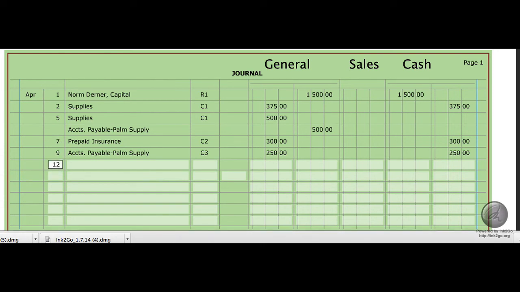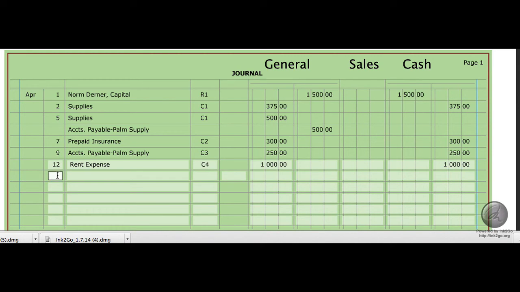On April 12th, we paid cash for rent, $1,000, C4. The expense account, rent expense, increases by a debit of $1,000. And the asset account cash decreases by a credit of $1,000. So our title is going to be rent expense. We are going to general debit $1,000 and cash credit $1,000. And our source document number was C4.